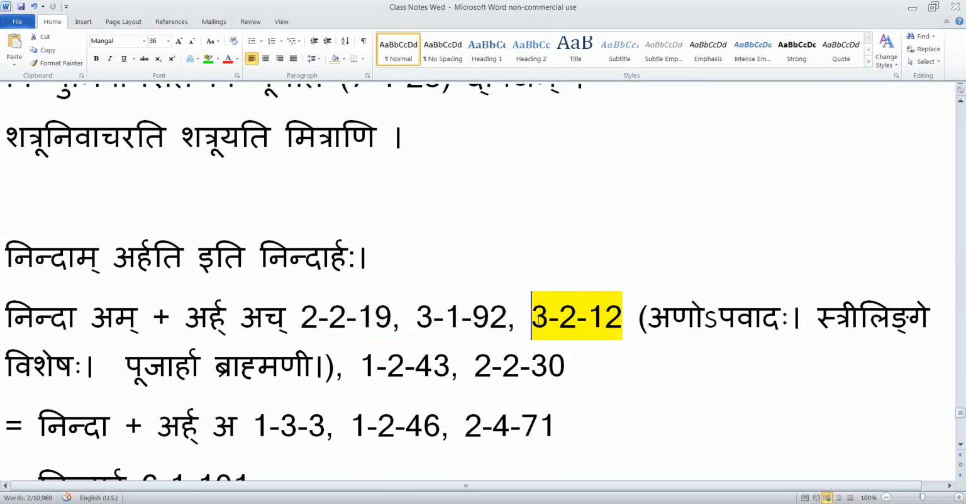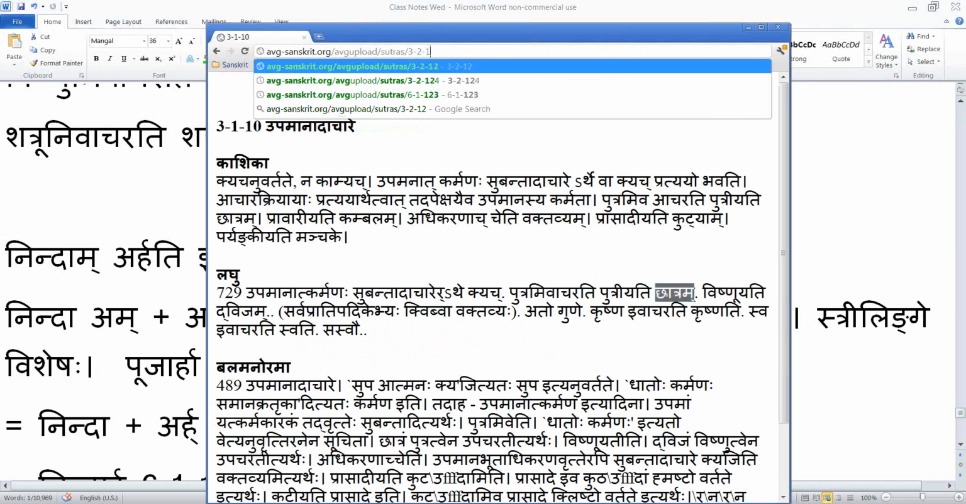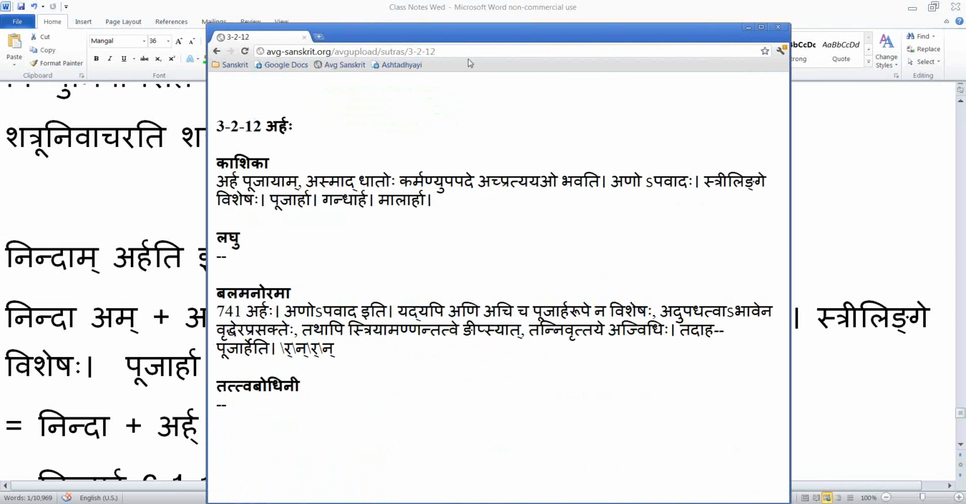But here comes the sutram 3.2.12. 3.2.12. Sutram is Arhaha itself. Very straightforward sutram. 3.2.12. Now why do we need this sutram? Why could we not use Karmanyan? Always think about that. The moment you have a karma upapadam, always think about why did we not use Karmanyan, this samanya sutram, anyatrapi vihitah samanyena. Why do we need ach?